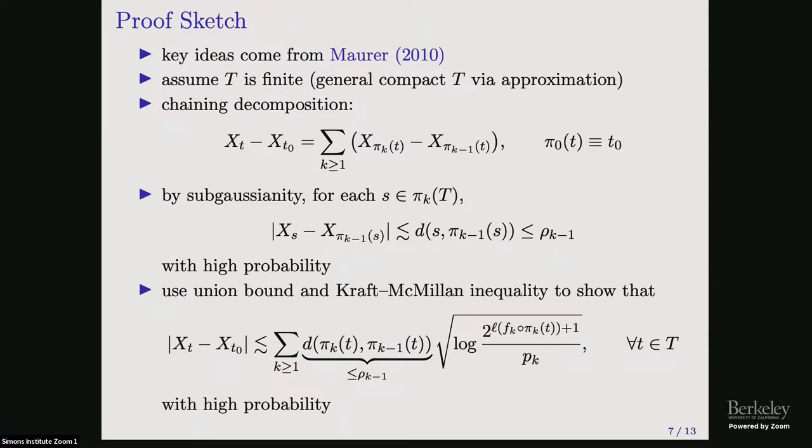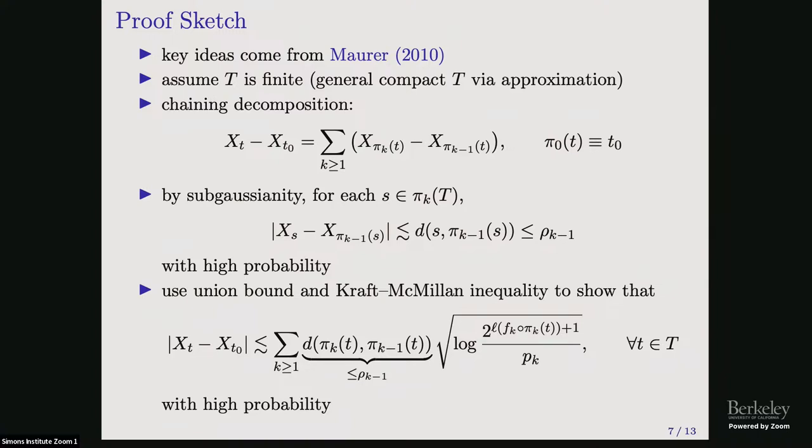Here's the idea. We're going to assume that T is finite without loss of generality. T is compact and the process is separable, so you can just approximate. And then because T is finite, eventually you're going to hit the level in your hierarchy where pi k T is just going to keep returning T. And that means that for each element T of your index set, you can write XT minus XT naught, where T naught is just some fixed point, as a kind of chaining decomposition. This is the starting point in all of the works using these things. This is Talagrand's idea, which he attributes to Kolmogorov in some sense, right?